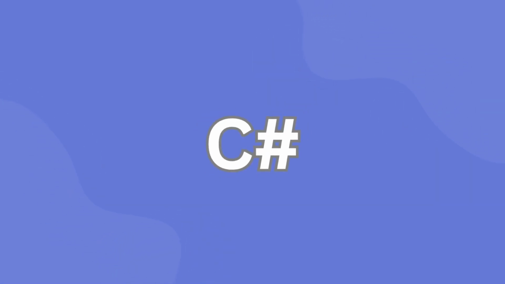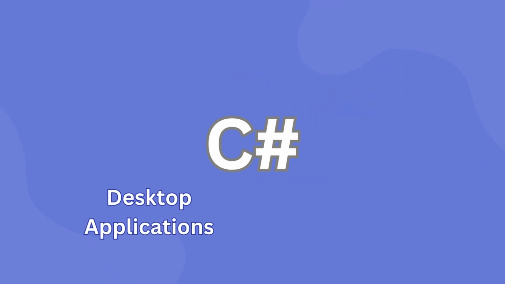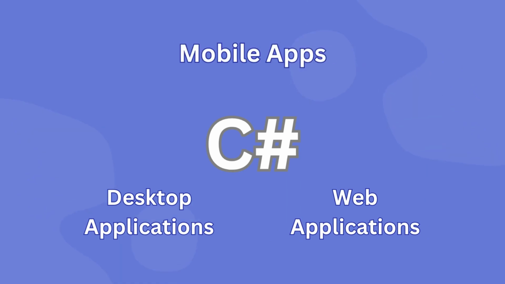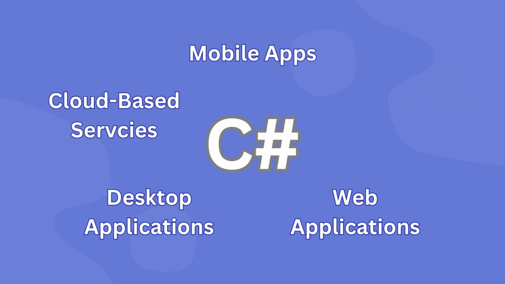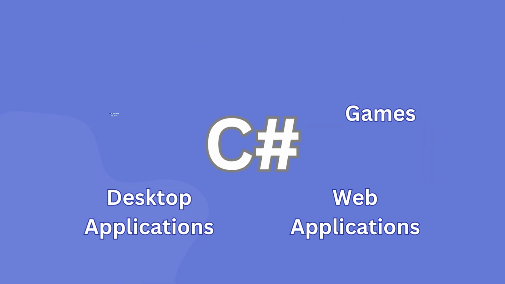C# is a popular and modern programming language developed by Microsoft, and it was first introduced in the early 2000s as part of Microsoft's .NET framework. C# is designed for building a wide range of software applications, including desktop applications, web applications, mobile apps, cloud-based services, and games. Some key features and characteristics of C# worth mentioning are the following.